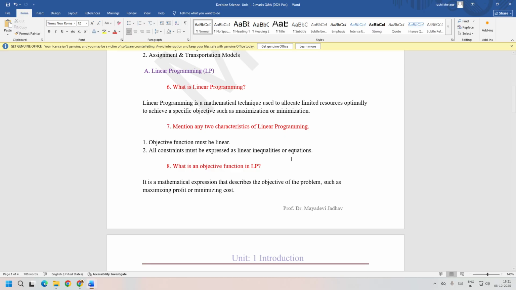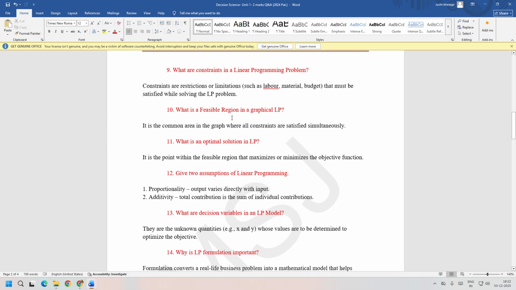Question number 8, what is an objective function of LP? It is a mathematical expression that describes the objective of the problem, such as maximizing profit or minimizing cost. What are constraints in linear programming? Constraints are restrictions or limitations that must be satisfied while solving a linear programming problem, such as labor, material, budget. What is a feasible region in graphical linear programming? It is the common area in the graph where all constraints are satisfied simultaneously.